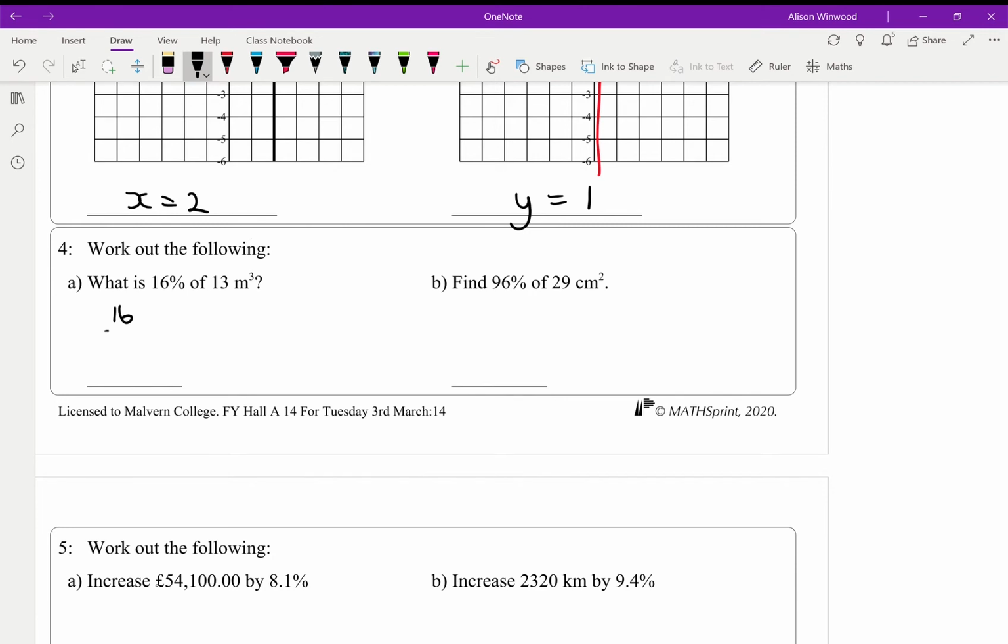16%, that's 16 out of 100. Of means multiply 13. Gives me 2.08, and the units is meters cubed. 96%, so that's 96 over 100, of is multiply 29. Gives me 27.84, and the units this time are centimetres squared.